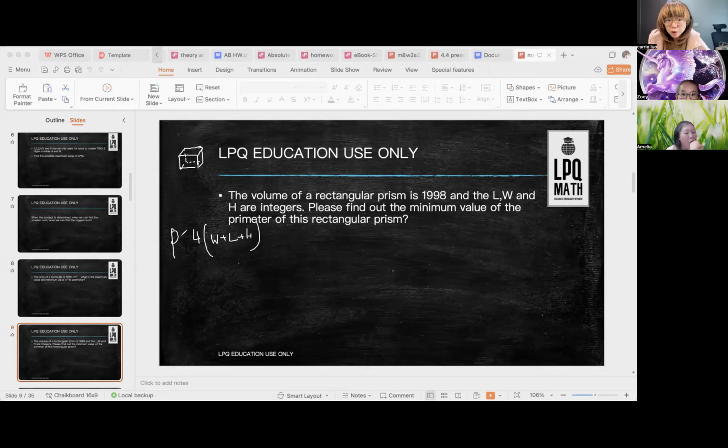That is the perimeter of the rectangular prism. Understand, Zoe? Okay, so we know that width times length times height equals 1,998. So how do we do it? I think you know that. Okay, we're not going to find the maximum value yet. I just want you to find the minimum value of the perimeter of that one. Okay, I give you 2 minutes, 3 minutes.